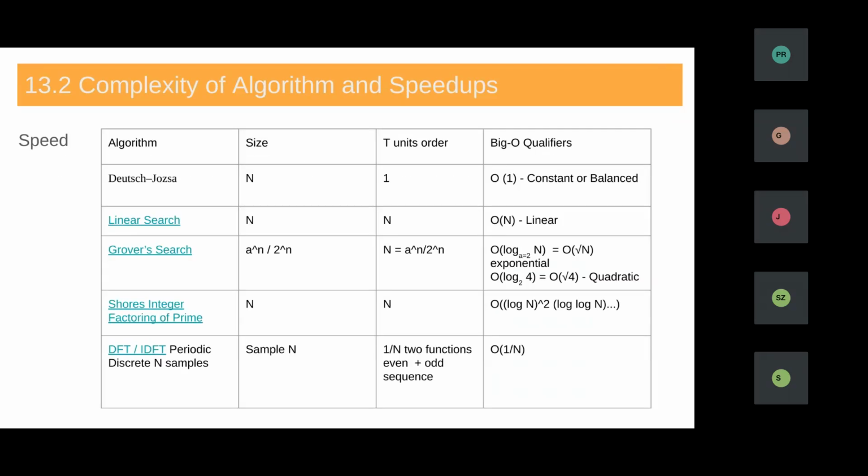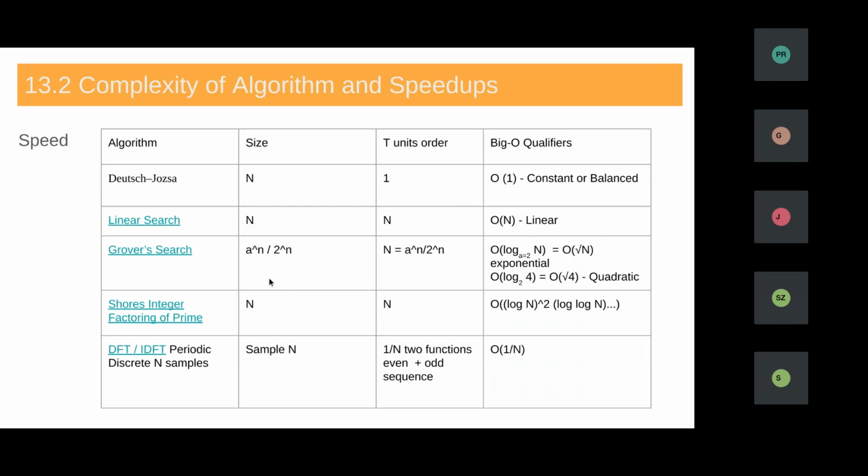Now let's look at some of the other algorithms. So Deutsch, here is a comparison. Size is n, the unit in which you can compute is 1. Therefore, this is constant or balanced. That is what we saw. So big O measures O(1). In one shot you can get it. Linear search, if you have n entries, or size is n, then you need n units. For a linear search, like in an array or a list, if you keep going one after the other, ultimately you will find it in 50% of the time, but the order is n.